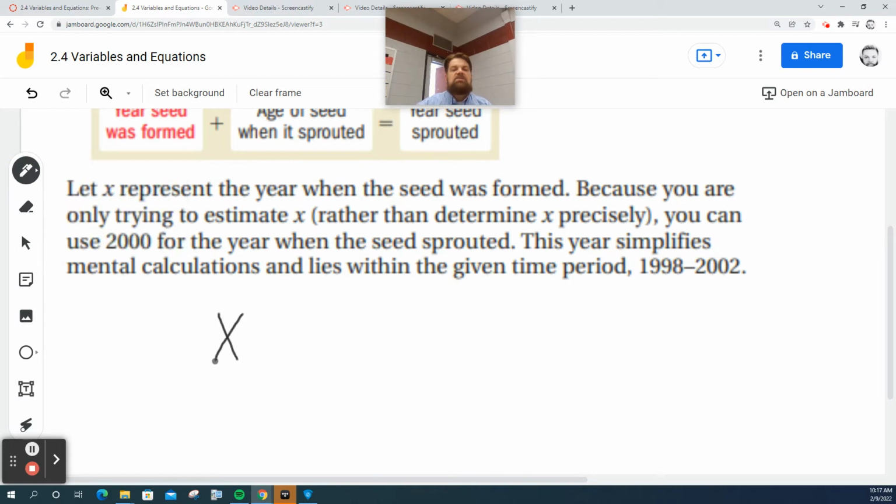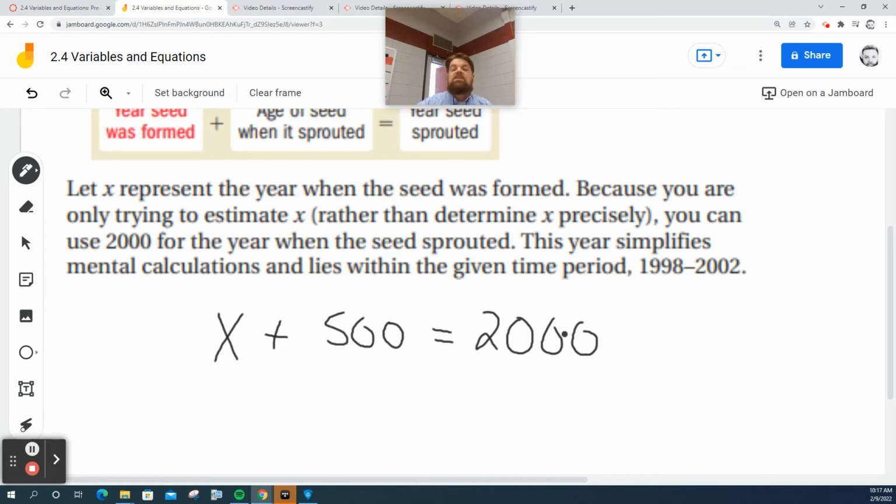X is when it was formed, the year that it was formed, plus the age of the seed, which they said was 500 years old, right? And what year is it now? Well, let's just round it to say 2020, right? Because that makes the math easy. Well, actually, we'll just leave it as 2000, right? A couple years doesn't matter.